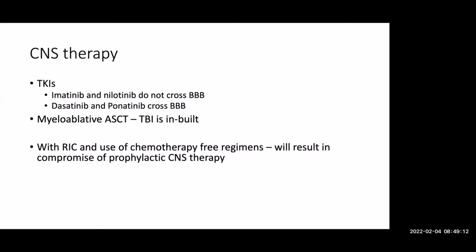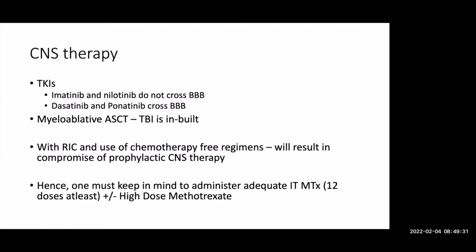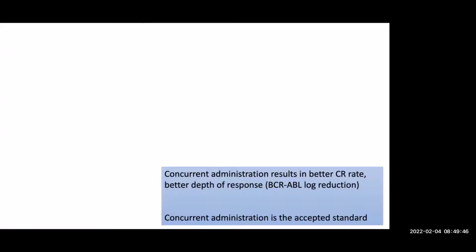But the problem comes in because over the recent years, with the use of reduced intensity conditioning and with the use of chemotherapy-free regimens, we end up compromising the prophylactic CNS therapy. So we must always keep in mind that we administer adequate amounts of CNS therapy in the form of methotrexate and high dose methotrexate. So that is one important aspect of the treatment which should be considered.